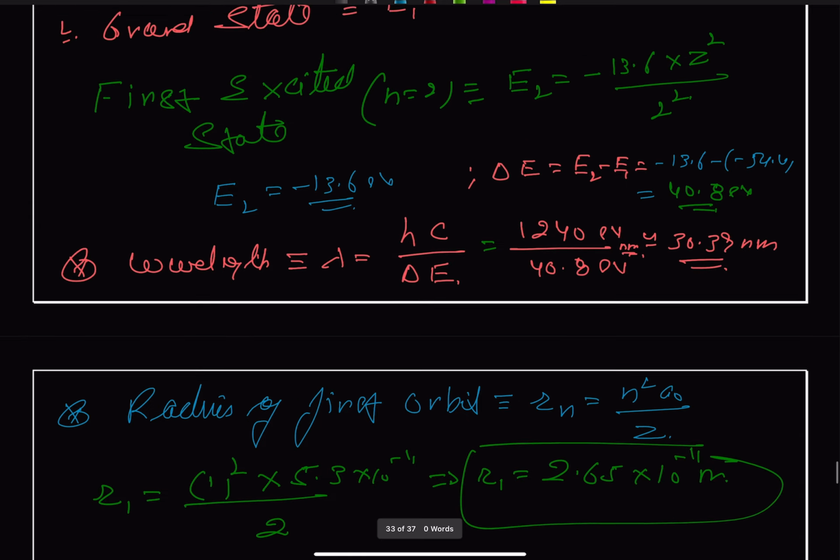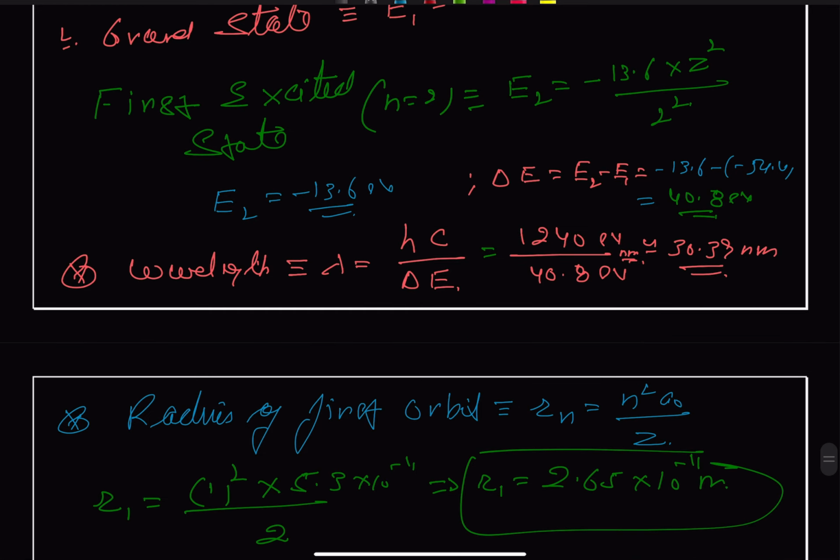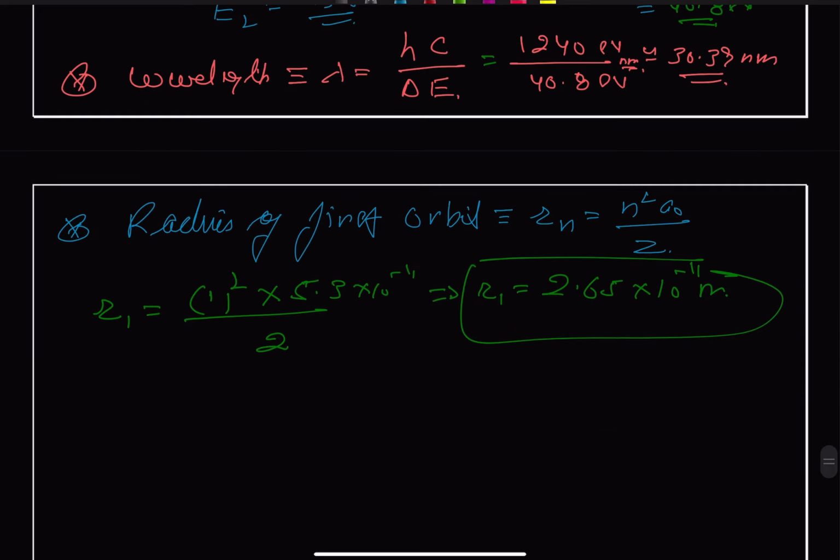So this completes our questions from the years 1981, 82, 83 and 84. And the total questions were 7 questions. This completes all the 7 questions. Thank you.